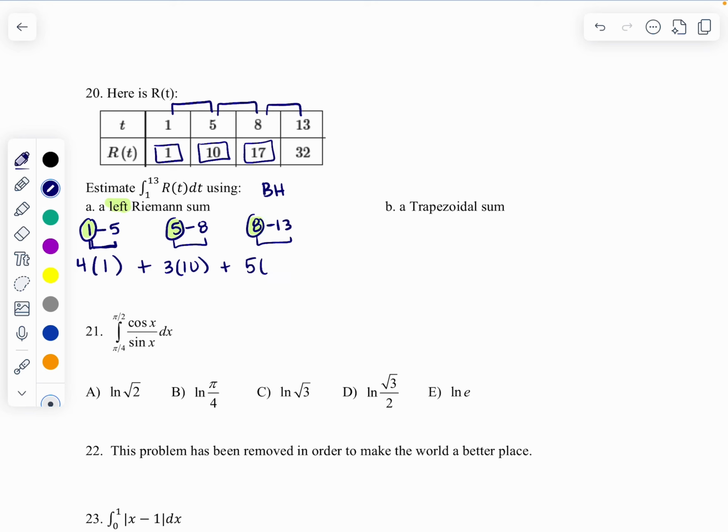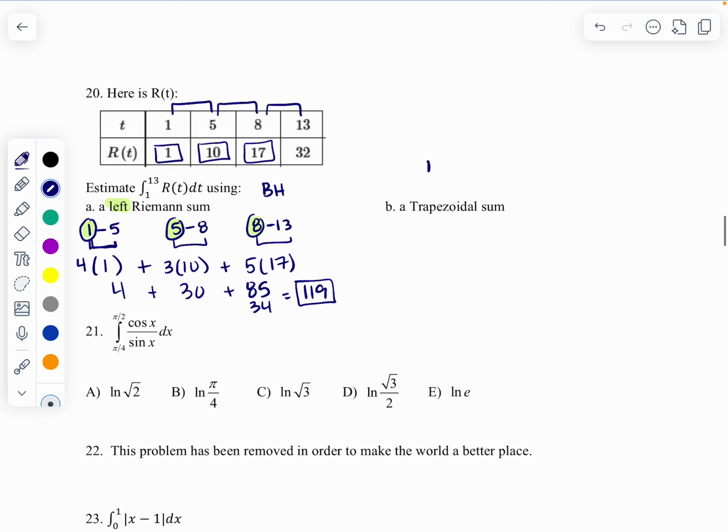to be that 17. Now, putting these guys together, I'm going to have 4 plus 30 plus 17 times 5, which I believe is 85. And then adding these guys together, this is going to be 34 plus 85, which is 119.